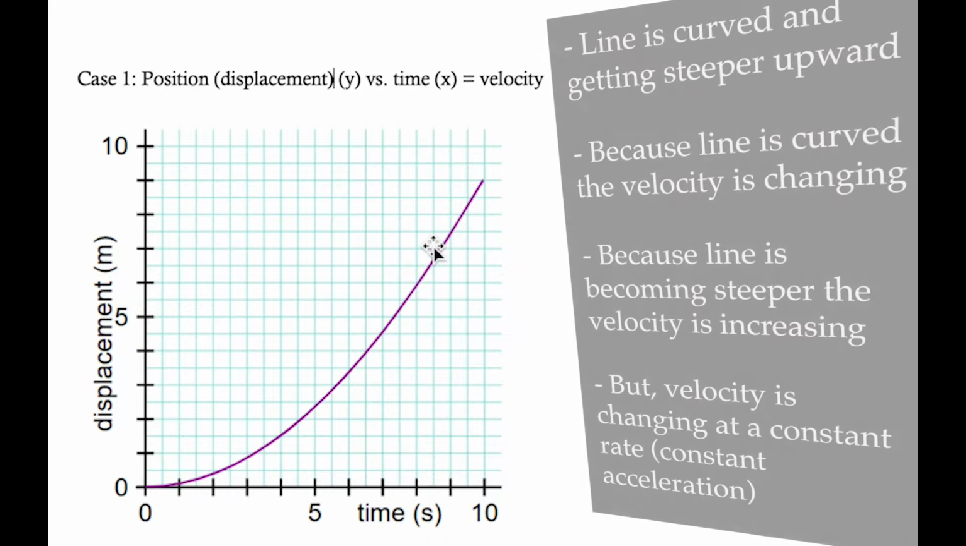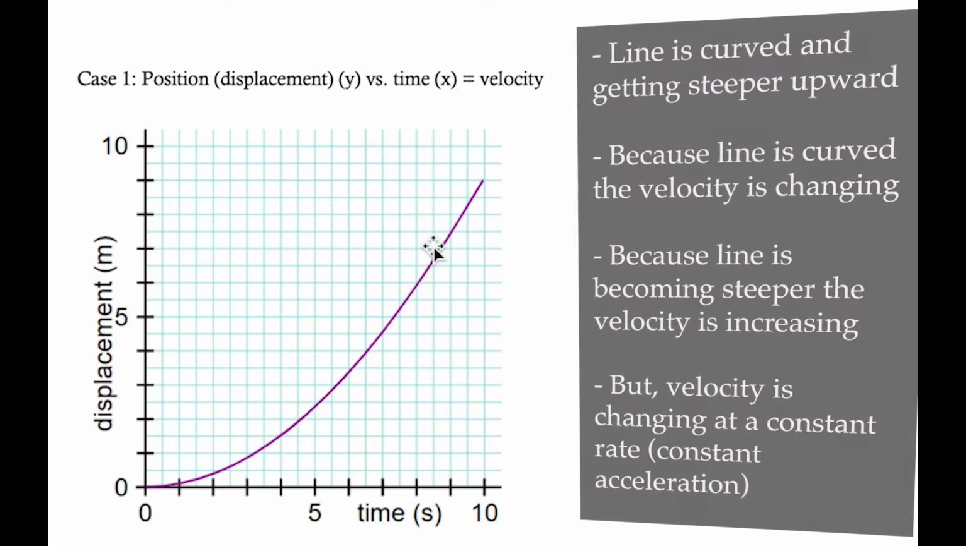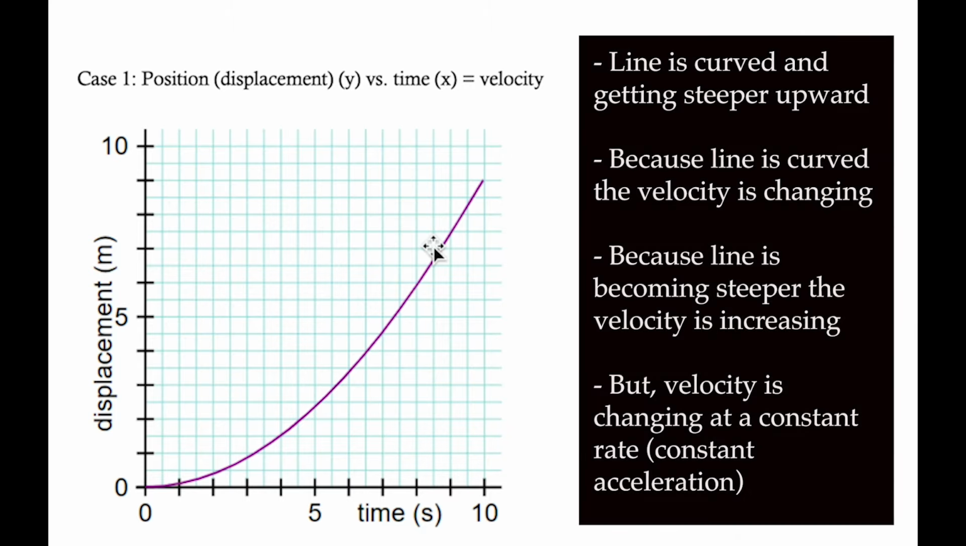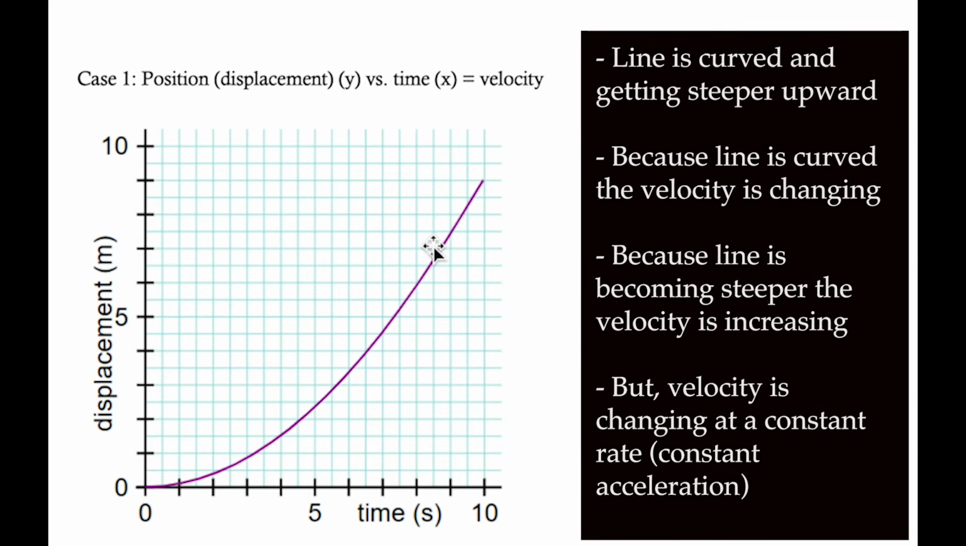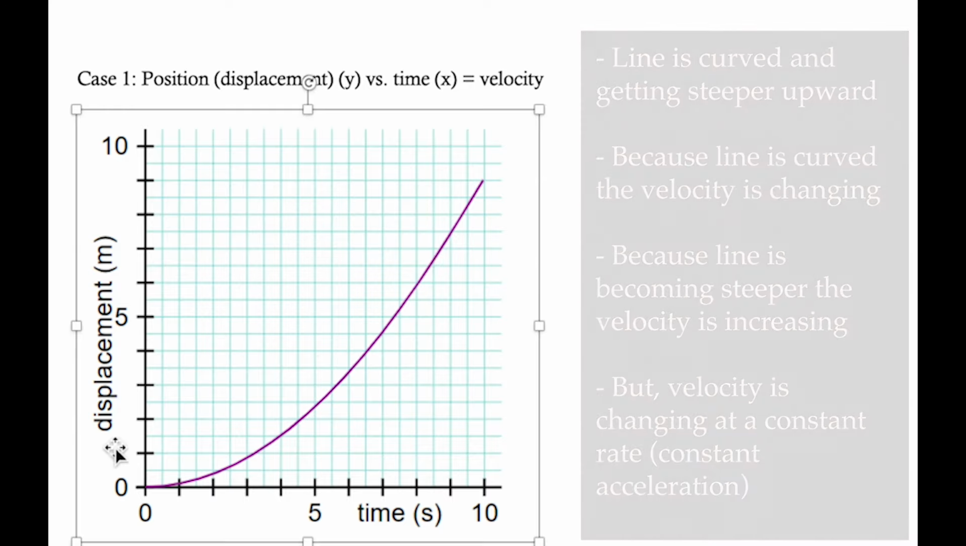Now, I've already said that the velocity is increasing, meaning that there has to be acceleration. But because I said the velocity is increasing at a constant rate, because the rate is constant, this means that the acceleration is constant. And in physics, a constant acceleration is called a uniform acceleration. All right? Now, let's consider the third example here.